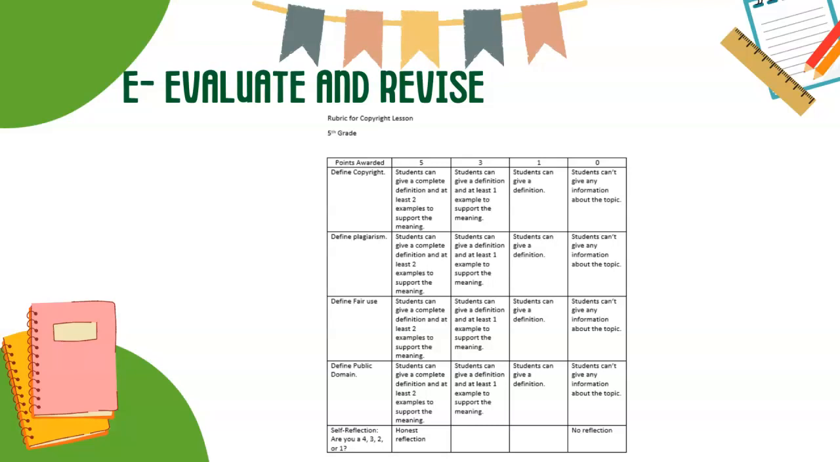And then a 2 is I kind of understand, but I still need help. And then a 1 is I don't understand. Can you please help me, whether it's in a small group? And usually my kids are pretty honest in their responses. If they don't understand and they don't think that they can do something, they'll tell me they're a 1. So as long as they're honest and they can tell me what they are, they get all 5 points, and then no reflection, 0 points.